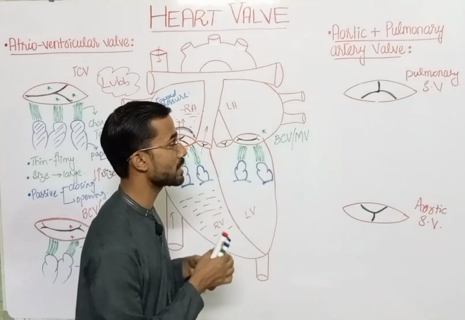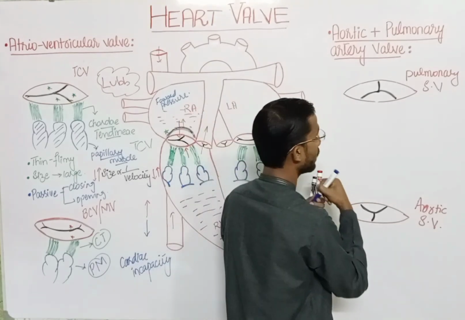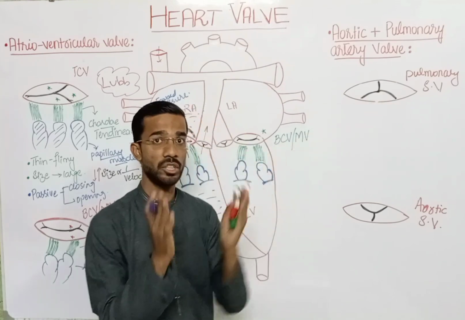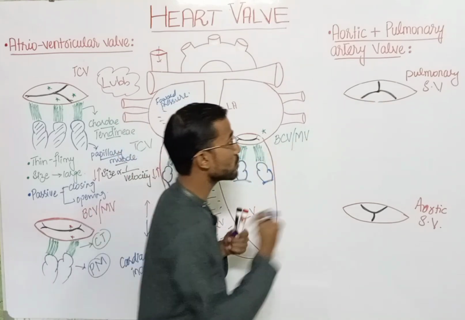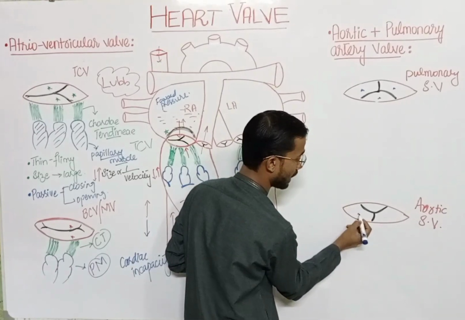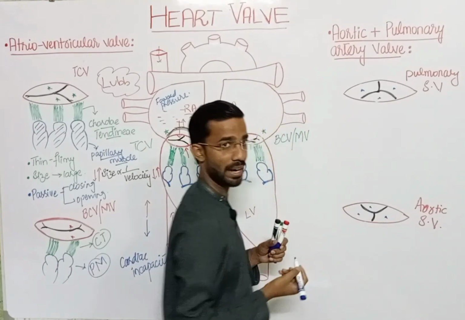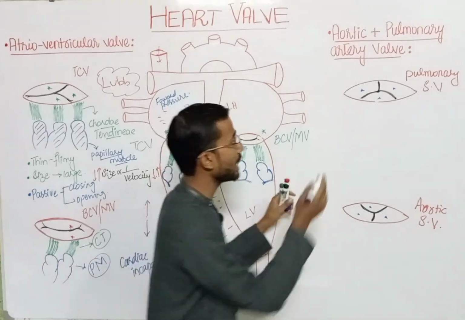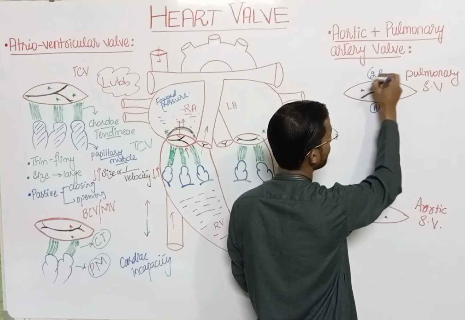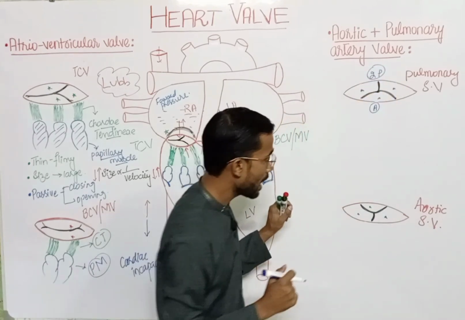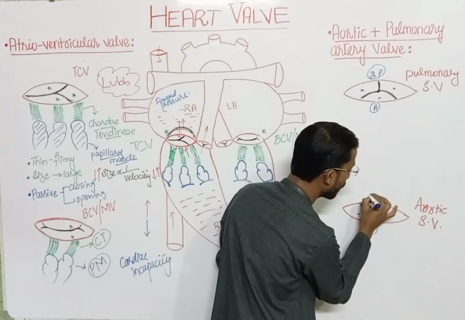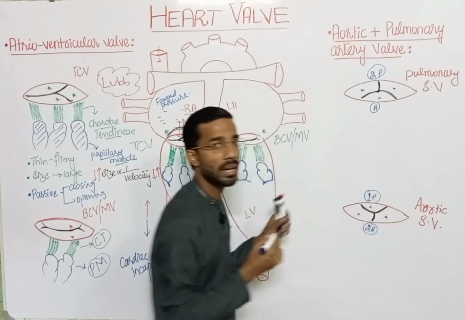But the basic difference is that this is called semilunar because it looks like a half moon, and you see three cusps or leaflets in both cases, but the arrangement is different. In the pulmonary valve you will see one anterior and two posterior leaflets, or cusps, but in the aortic valve you will see two anterior and one posterior cusp, or leaflet.